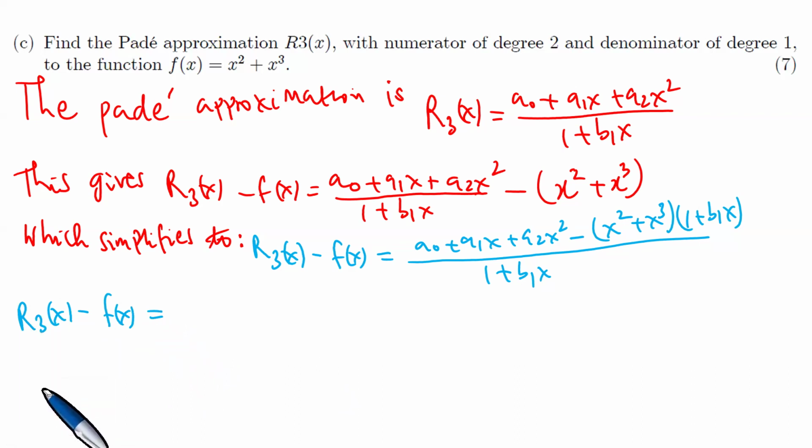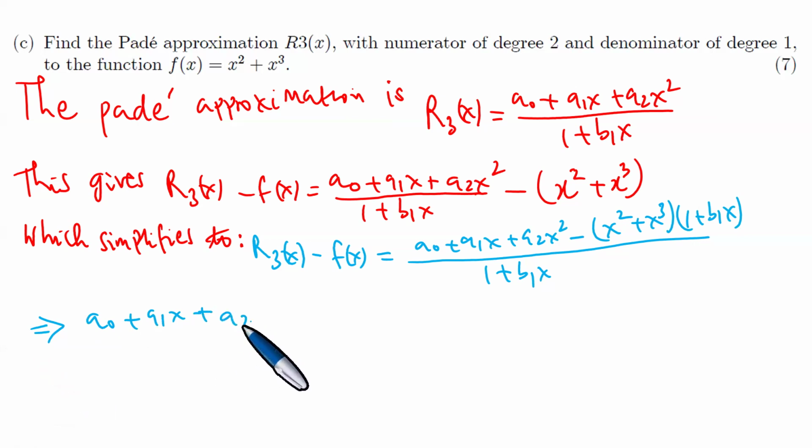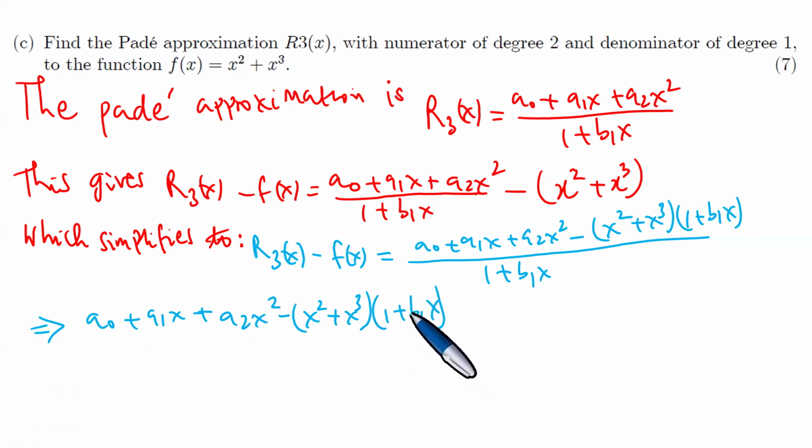Okay, so what then we're able to achieve, because if it becomes a Pade approximation, the understanding is therefore that the numerator will approach 0. So this implies that (a0 + a1x + a2x² + x³)(1 + b1x) is equal to 0.